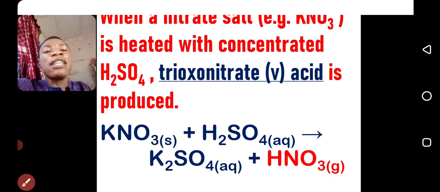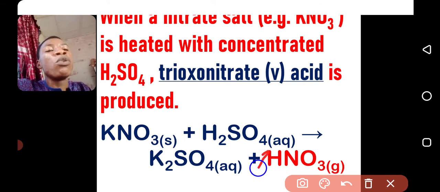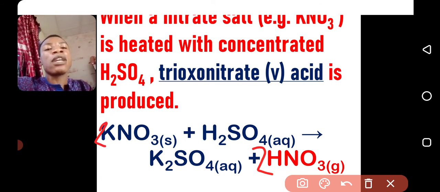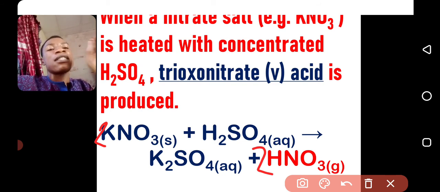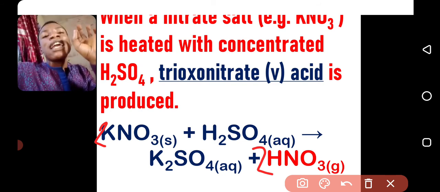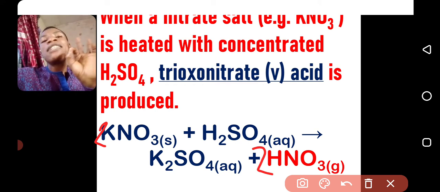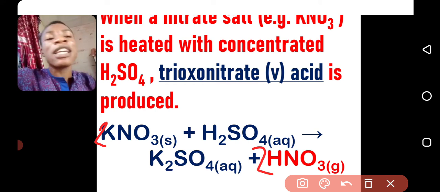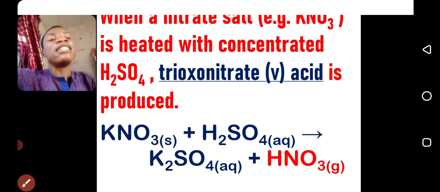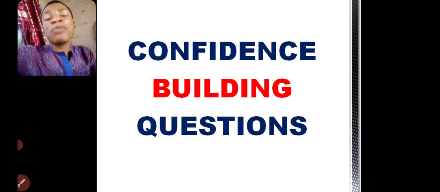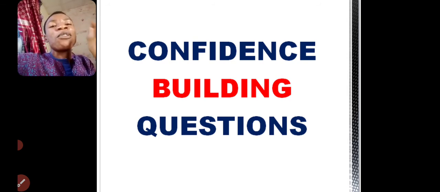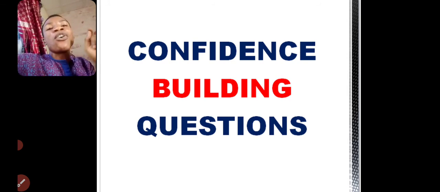In this case, we'll be having 2 mole of HNO3 and 2 KNO3 in that place. So that is how we use a stronger, less volatile acid to produce a weaker, more volatile acid from its salts. Let's see some confidence building questions before we end our discussion on acids.